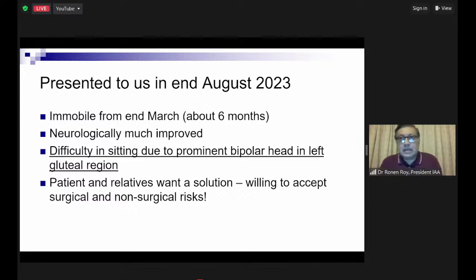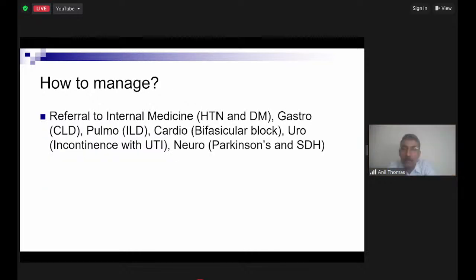Neurologically, she was much better. She was a very pleasant lady given her age and all her multiple medical issues. Her main problem was difficulty in sitting due to the prominent bipolar head in her left gluteal region. And honestly, given her colorful medical history, I really wasn't very keen on doing a surgery. But the patient and relatives wanted a solution and were willing to accept any surgical and non-surgical risks, including death on the table. So given that scenario, I referred her to the internal medicine team, the gastro team, the pulmo team, cardiology team, the urology team, and the neurosurgical team.